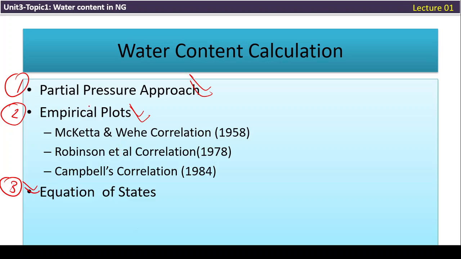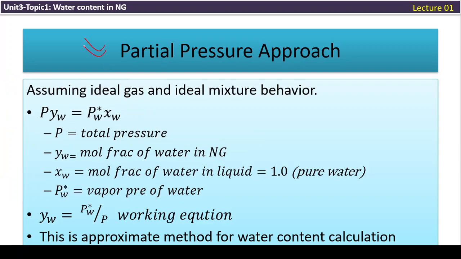We will go through them one by one, especially discussing the empirical plots. For all three of these plots, we are going to discuss how to calculate the water content. So the first one is the partial pressure approach. It's a very simple one.